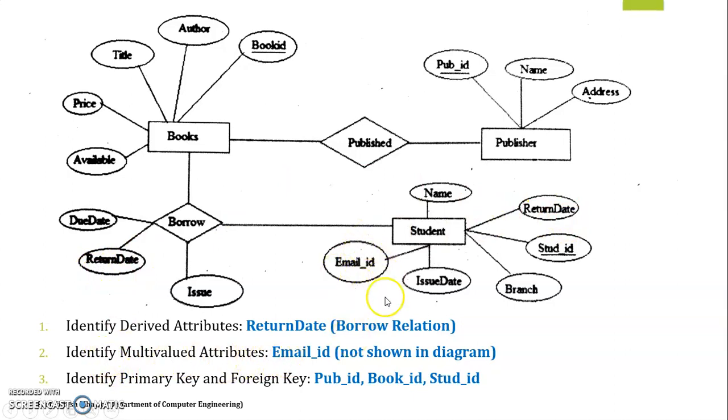Then identify the multi-valued attribute. Actually, from this it has not been mentioned, but email ID is the one where we can have multiple email IDs, so it can be multi-valued.